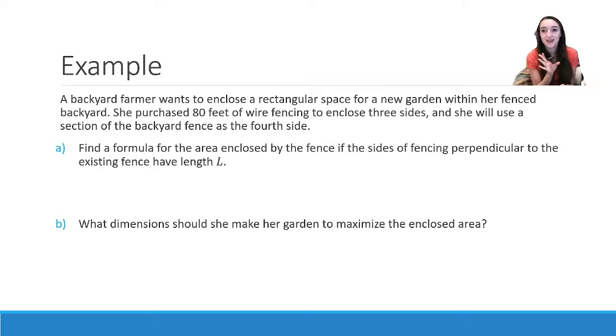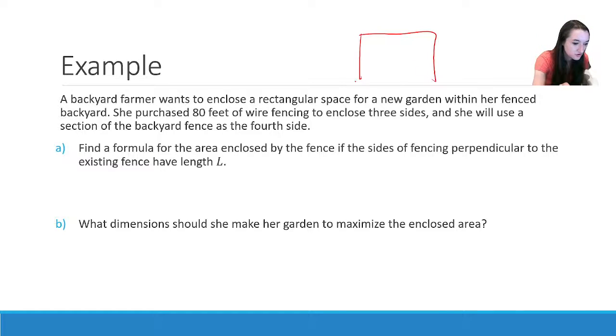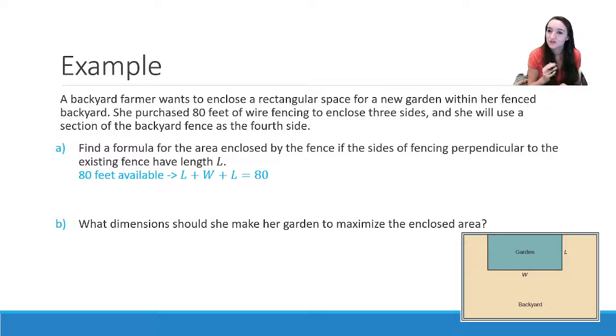So in any question like this, your first step is going to be to try to draw what's going on. In this case, it's a little bit confusing, but we're looking at a rectangular space. So I'm going to draw a rectangle. So that is a new garden within her fenced backyard. She purchased 80 feet of wire fencing to enclose 3 sides, and she'll use a part of the backyard fence as the other side. So it's going to look something like this. Alright, so here's a little bit better picture of it, but that's essentially what's going on.